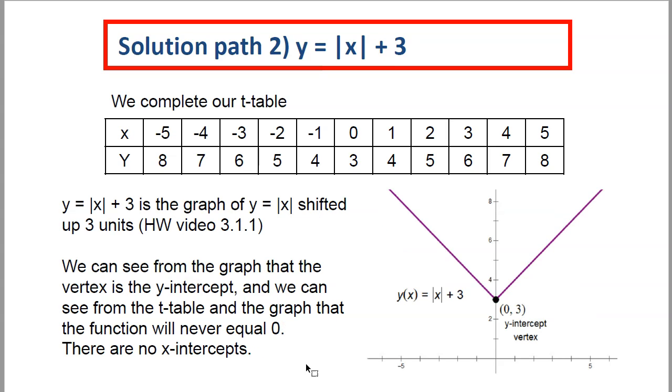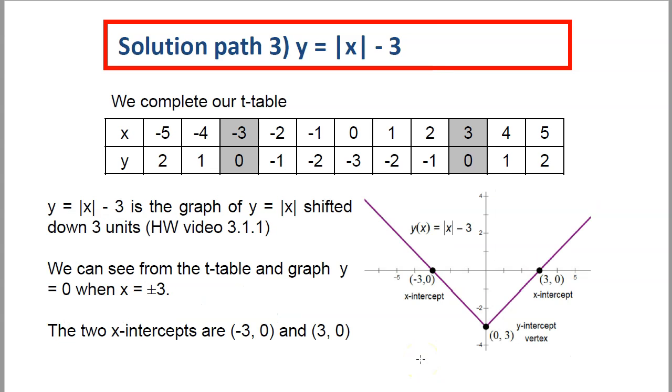For the second one, when y equals the absolute value of x plus 3 on the outside, as we've learned before, we see that this is the graph of y equals the absolute value of x shifted up 3. So our vertex here is our y-intercept, and there are no x-intercepts because this function's range is y is always greater than or equal to 3. You can see that here. And so the function will never equal 0.